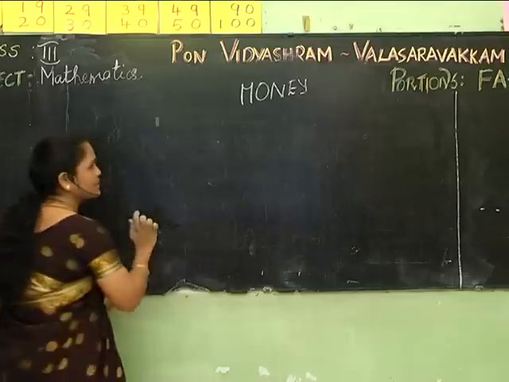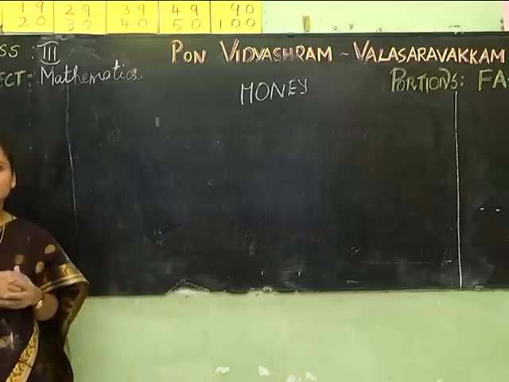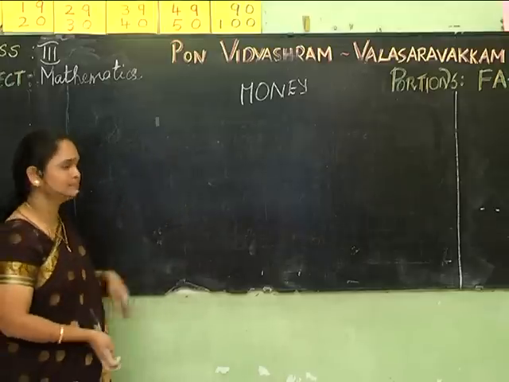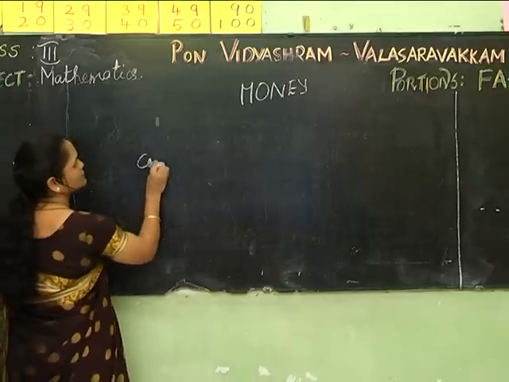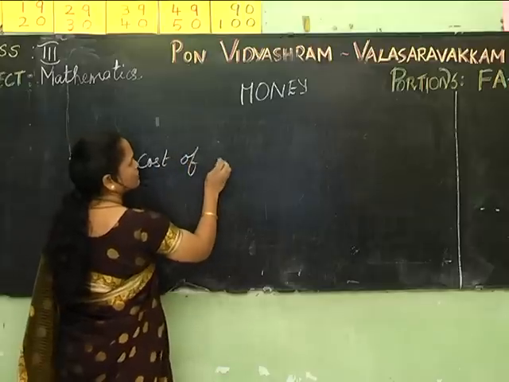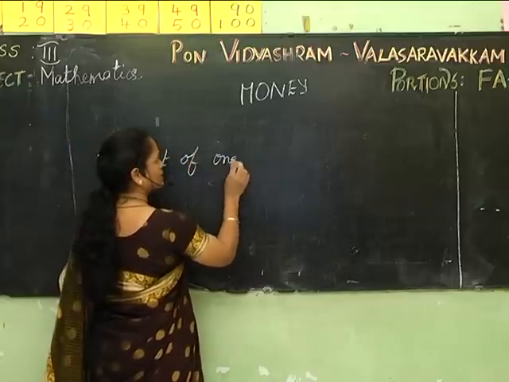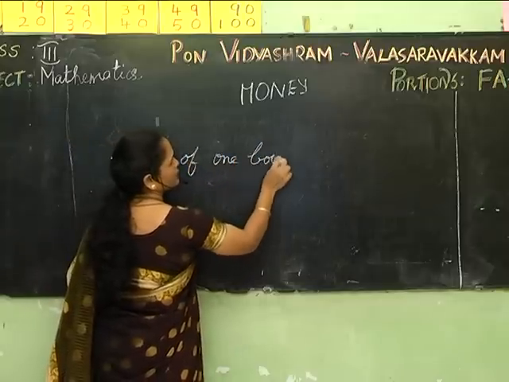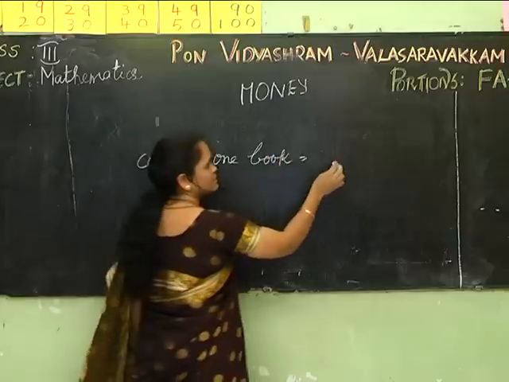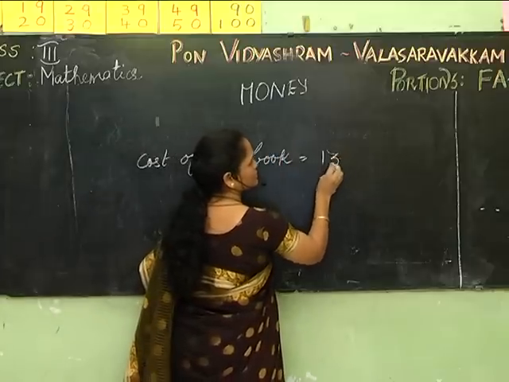Okay, now the same thing, multiplication, let us also apply in money. Okay, cost of one book is, let us put it as 13 rupees.